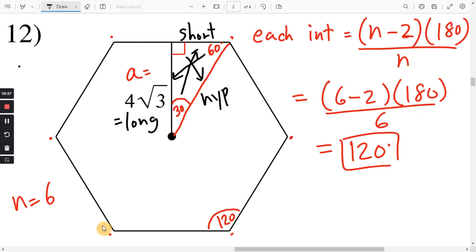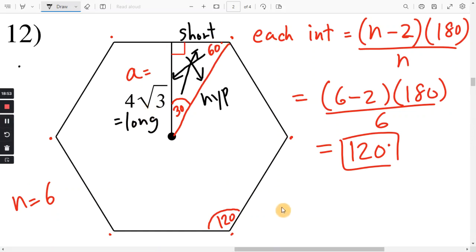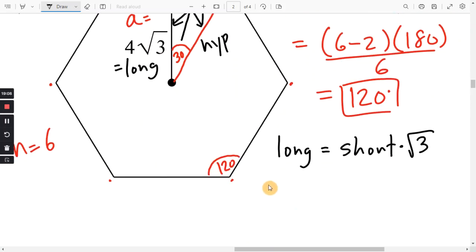Okay. See if you can pause. Please pause and try and finish this one. Find the short leg, and then you have to multiply by 2 to get the side. All right, we're given the long leg, so we need to use the formula with the long leg. And for the 30, 60, 90, we know that the long leg is the short times radical 3. All right, the long leg is 4 radical 3.